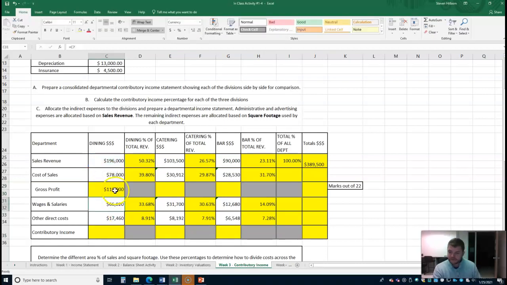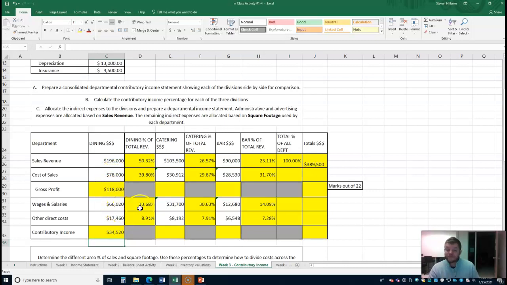So I can also do some of the math here, is I'm going to find out what the gross profit is. And then in this one down here, I'm going to find out the contributory income, which is the gross profit minus the other costs. So we start with 196, which is 50% of the total property's revenue. We spend almost 40% of that 196 on cost of sales, you know, labor and for dining and food probably. Then we are left, so that's all food, so all food costs. Then we're left with 118,000.